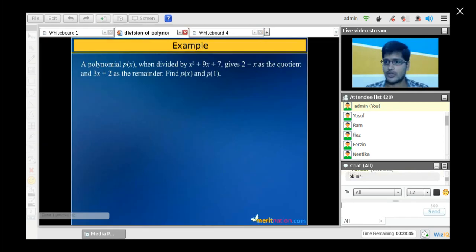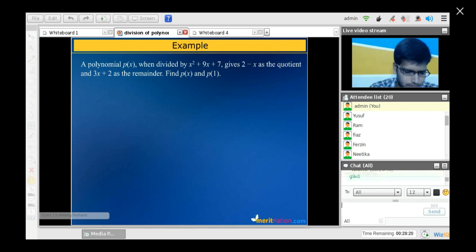Now, moving to the next question. A polynomial p of x when divided by x square plus 9x plus 7. Okay, what is given over here? What is this x square plus 9x plus 7? Is it remainder, quotient or g of x? Divisor, that's good. That's a good answer, Akshat. It's not dividend, it is divisor. That is nothing but g of x.